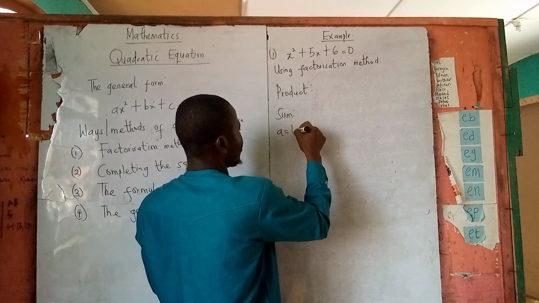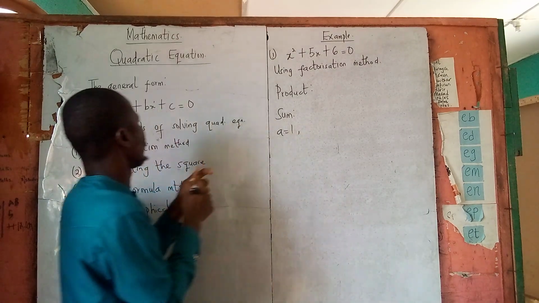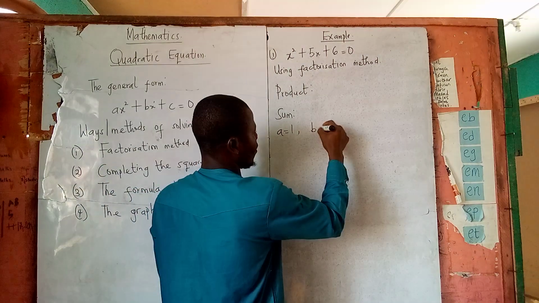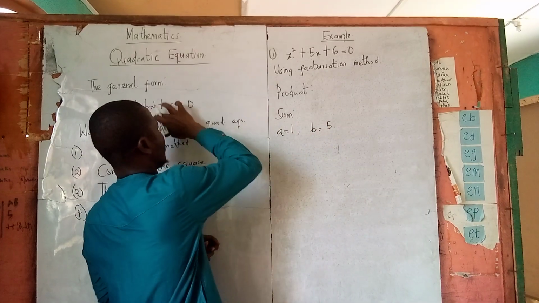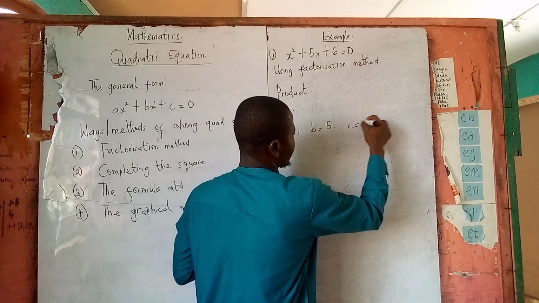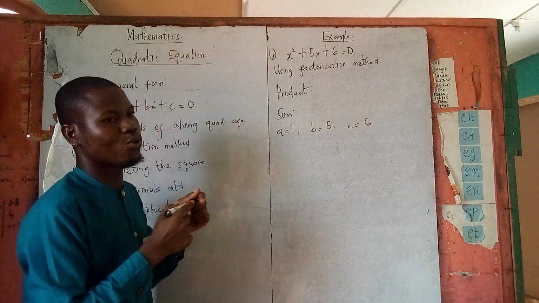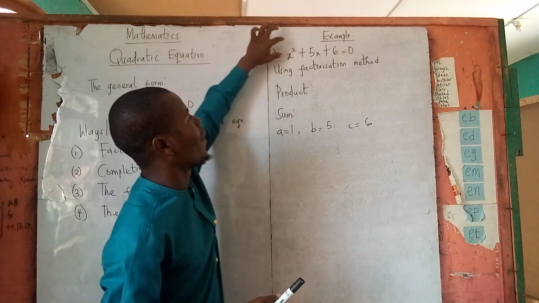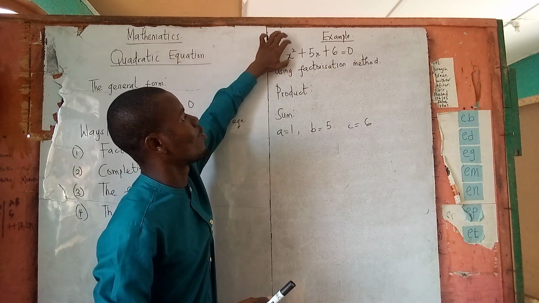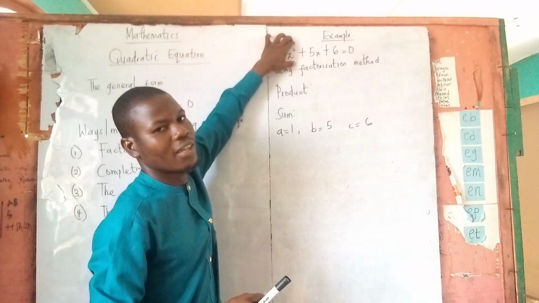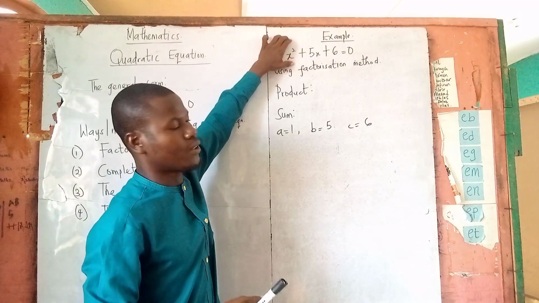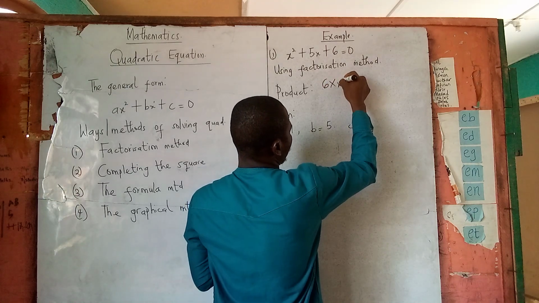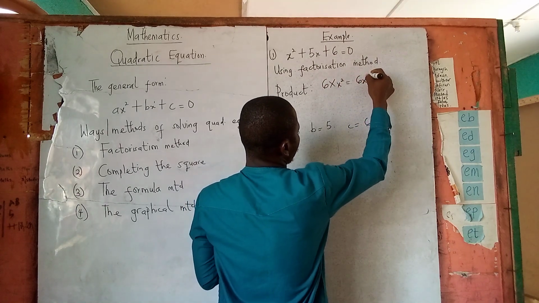So a equals 1, then b is the coefficient of x, so b equals 5. And c is the constant, so c equals 6 in this case. So for the product, we are going to multiply the constant by the first variable and its coefficient. So for the product, we are going to have 6 times x squared. That gives us 6x squared.